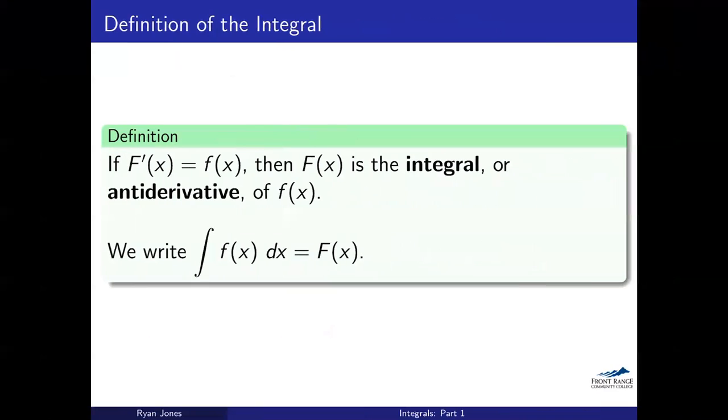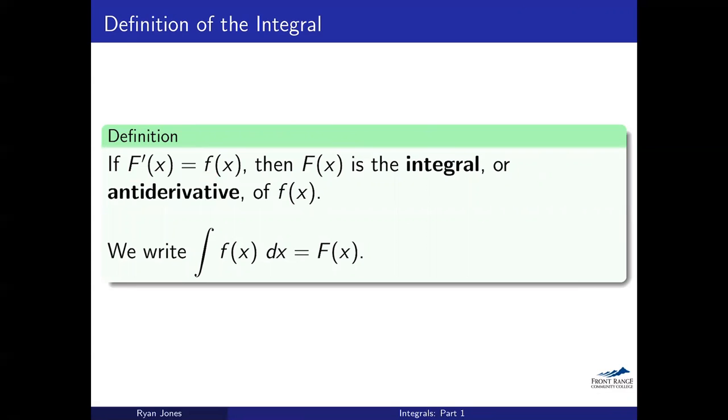So definition wise, this gets a little confusing because I'm going to use a capital F and a lowercase f. Keep in mind through all of this that little f is my original function and capital F is the antiderivative of it. It's the integral. So if I say, first off, that capital F prime is equal to little f, what that means is that if I take capital F and I take a derivative of it, then I get little f.